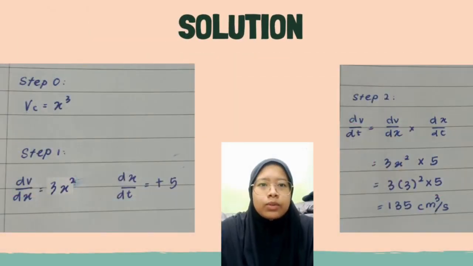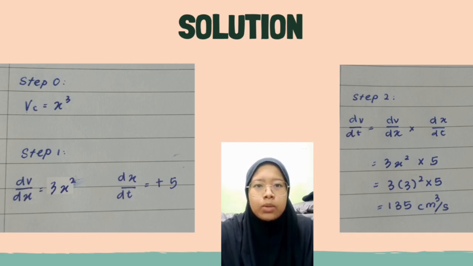This is the solution for question number 2. First is step 1. We all know the cube volume V is equal to x power of 3. Then step 1 is we take from the question which is the dV over dx is 3x squared and the dx over dt is plus 5.